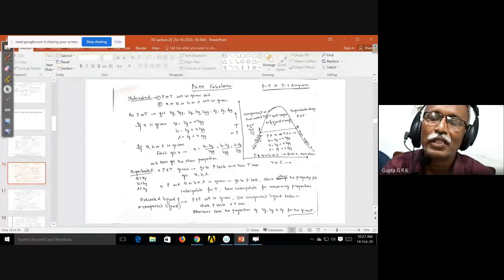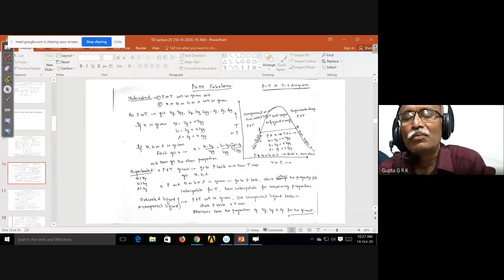And when you come to the subcooled liquid, you will be given pressure and temperature. If you know both of them, you have compressed liquid tables separately. But usually you need not use them.